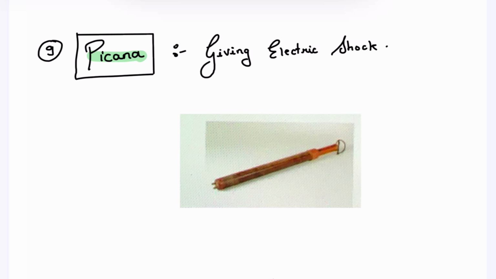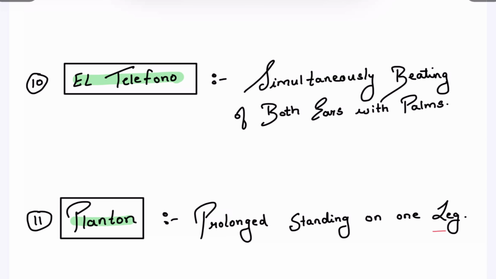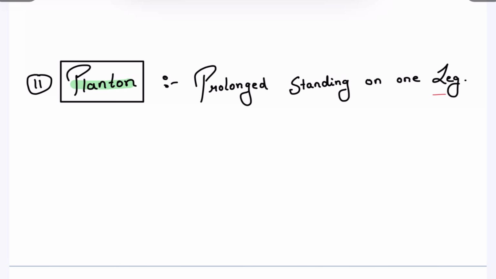This is picana. This is electrical shock given to the victim with a particular kind of electrical device. The 10th torture is telefono. There is simultaneous beating of both ears with the palms. And the last torture is plantón, in which there is prolonged standing on one leg. This is also a commonly used method in various police custodies.